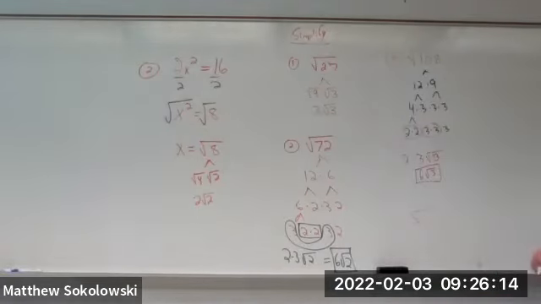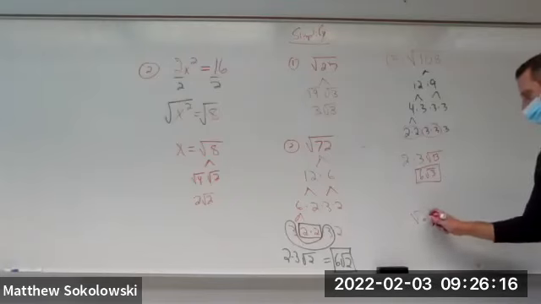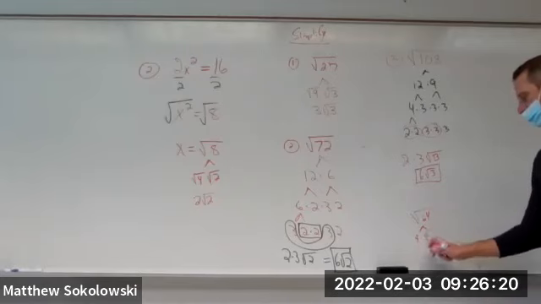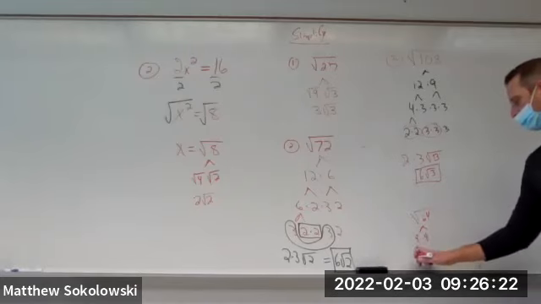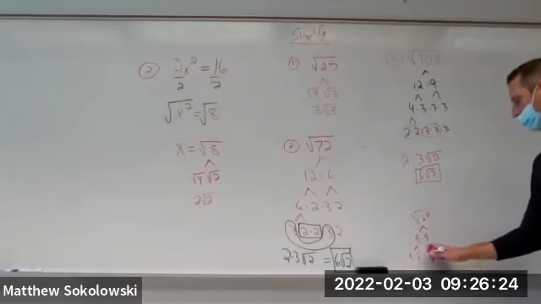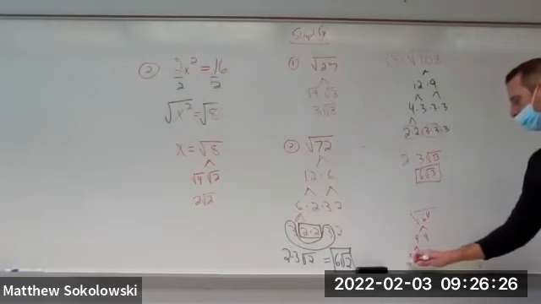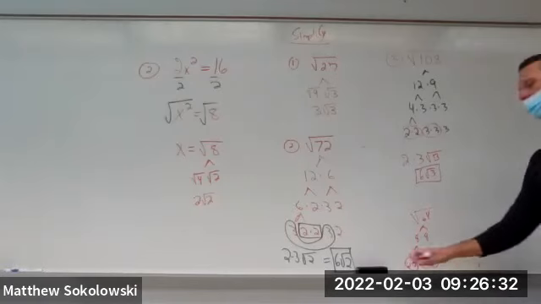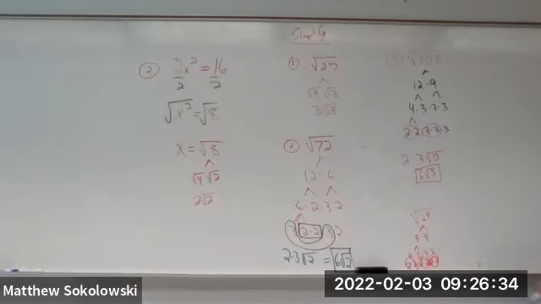Square root of 64. 8 times 8. Or 4 times 2 times 4 times 2, which is 2 times 2 times 2 times 2 times 2 times 2. 1, 2, 3 pairs. Pull them all out. 2 times 2 times 2. 2 times 2 times 2 is 8. The square root of 64 is 8.